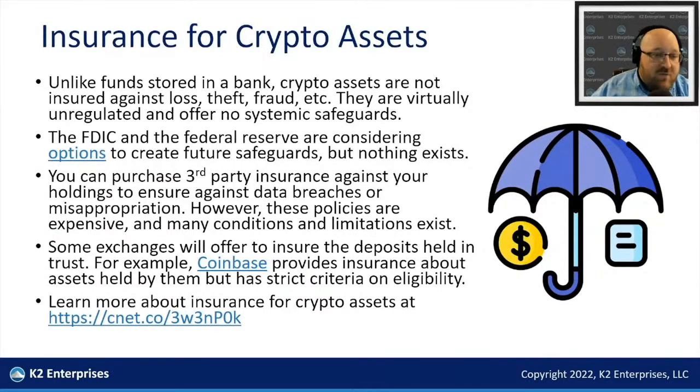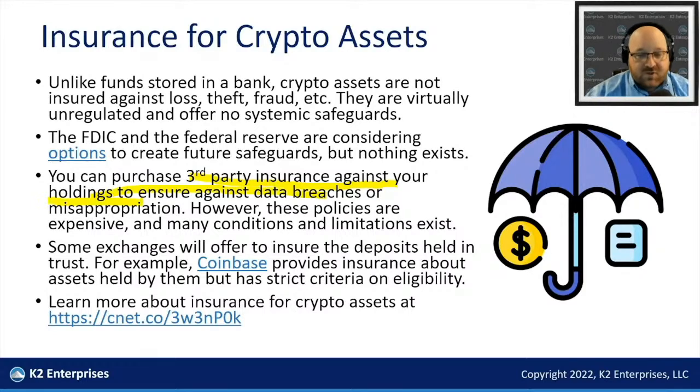Unlike funds stored in the bank, you should know, crypto doesn't have any sort of insurance against it provided by the federal government. Like if your bank gets robbed, that money's insured by the FDIC up to $200,000. You get robbed, somebody takes your crypto, you're out of luck. Okay, so some people are choosing to pursue and get insurance policies. And so you can buy these third-party insurance policies against your holdings to insure them against data breaches, misappropriation.